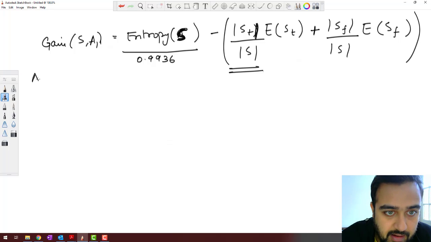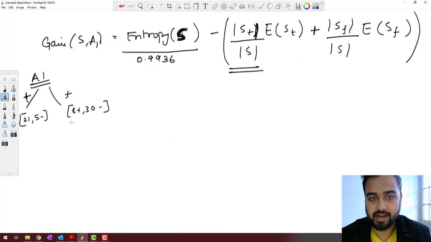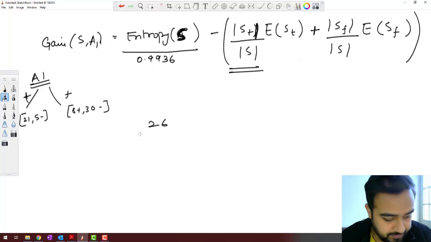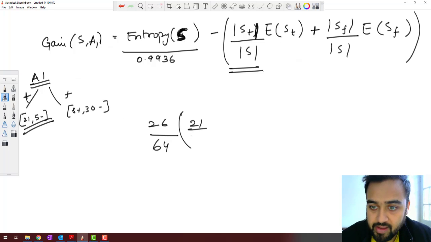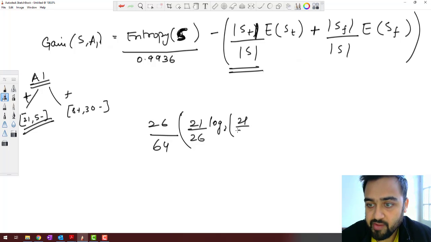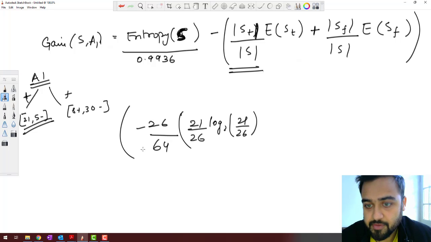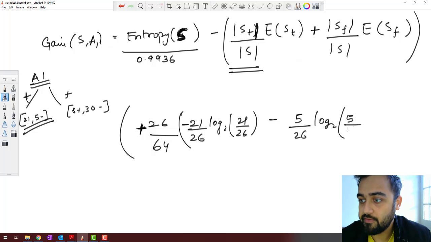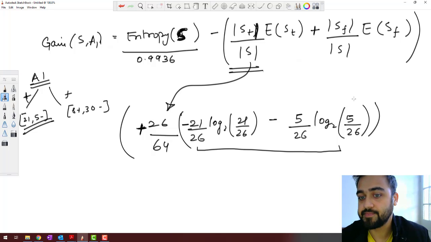We are doing this for A1. A1 splits it into 21 positive and 5 negative for true, and 8 positive and 30 negative for false. On the true side, the size of S_true is 26, upon a total of 64 samples. The entropy of the true samples becomes 21 by 26 log 2 of 21 by 26, and this is negative, so minus 5 by 26 log 2 of 5 by 26. You calculate the first entropy and multiply it by the size of S_true over the size of S.